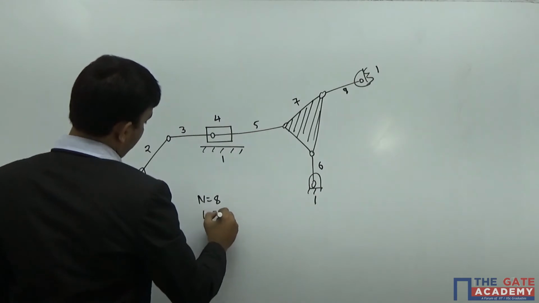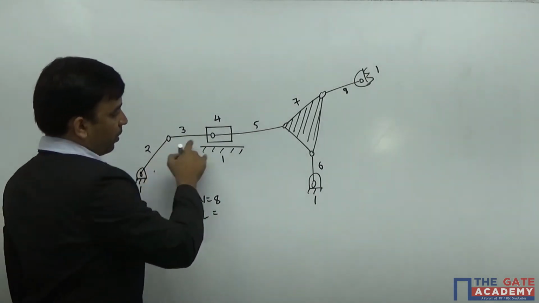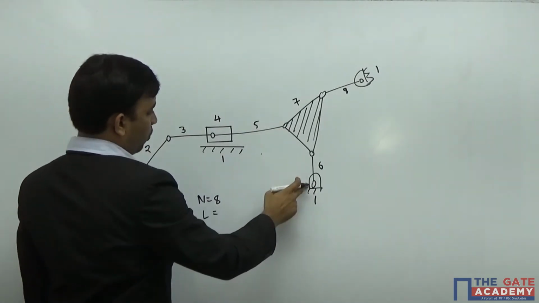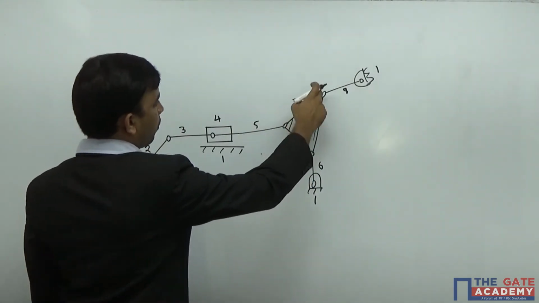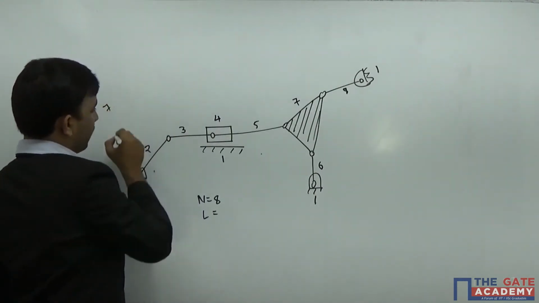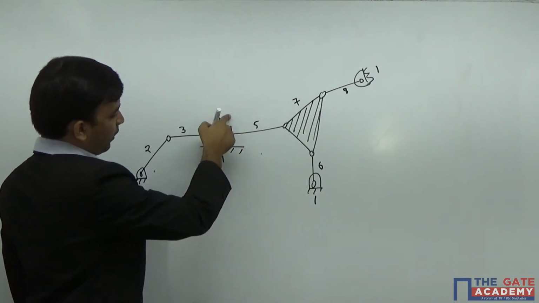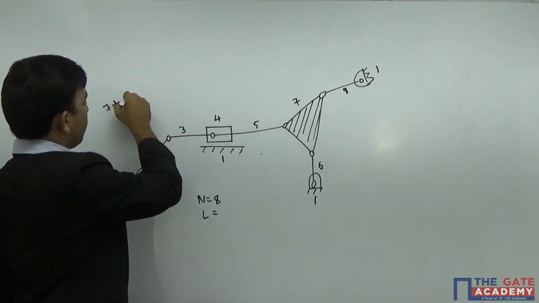And if you look at the number of lower pairs here, it's a turning pair, a lower pair, so 1, 2, 3, 4, 5, 6, 7 lower pairs are there, 7 turning pairs. And if you look at this point, it's a sliding pair. Link number 1 and link number 4, it's a sliding pair. It's also a lower pair, plus 1.